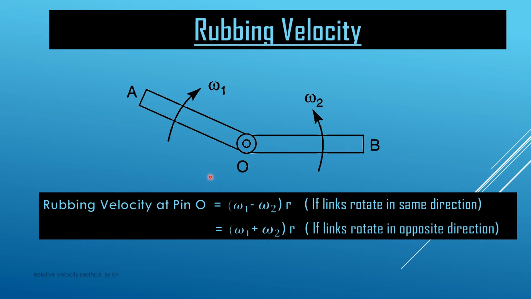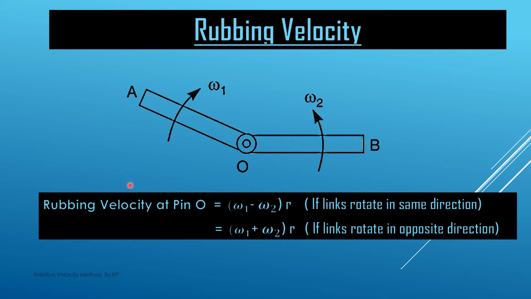If we are finding the rubbing velocity at point A, we have to find the relative rotational speed of both the links with respect to the pin. If the links rotate in the same direction, then the relative velocity is omega 1 minus omega 2, or the difference between omega 1 and omega 2. This multiplied by the radius gives the rubbing velocity at point O, or at pin O, if the links rotate in the same direction.